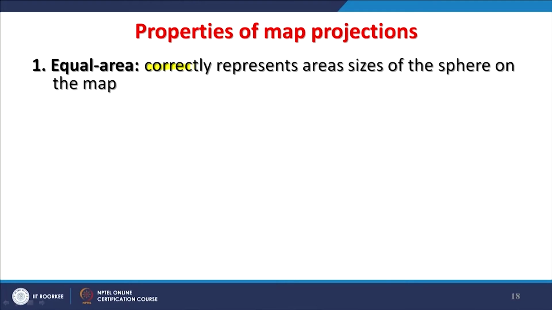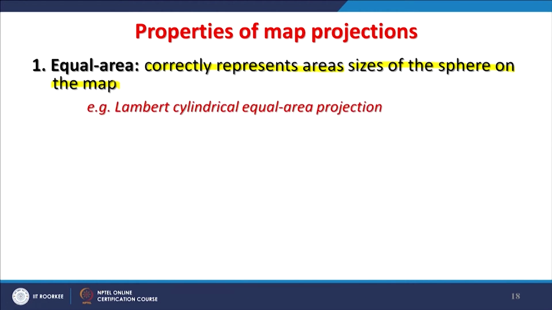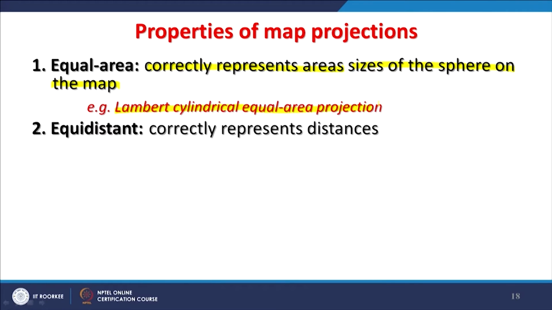Now, equal area projection, as I have said, and UTM is also considered under that category, correctly represents the areas, the sizes of the sphere, on the map. That means if I project my data into UTM and do the area measurements, I am going to have more accurate results. For example, the Lambert cylindrical equal area projection is specifically designed for this equal area concept. Then there are equidistant projections, where the distances are correctly represented.